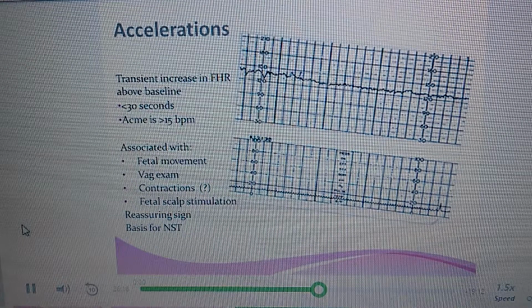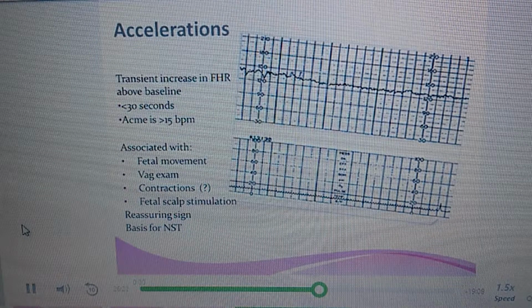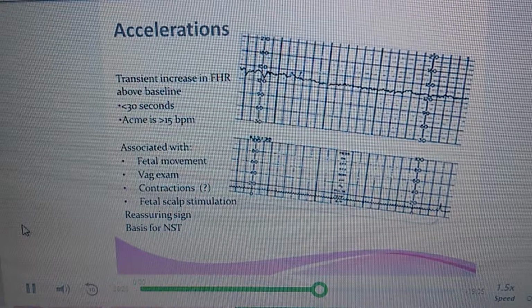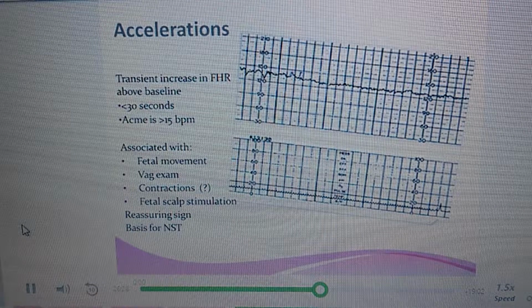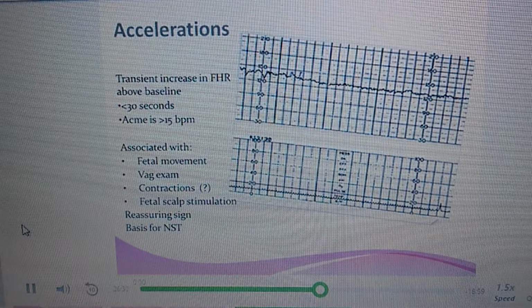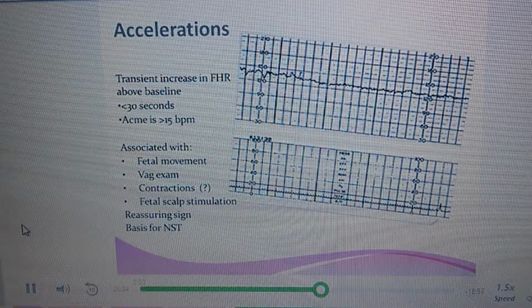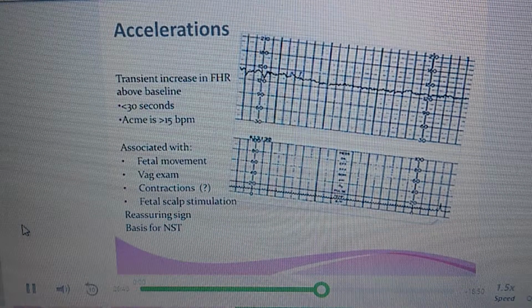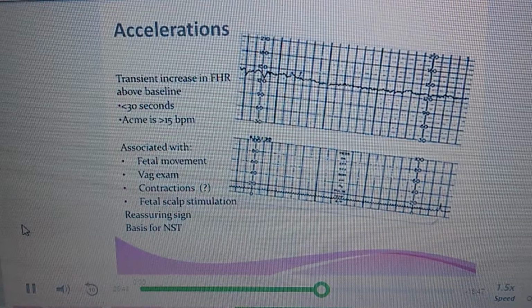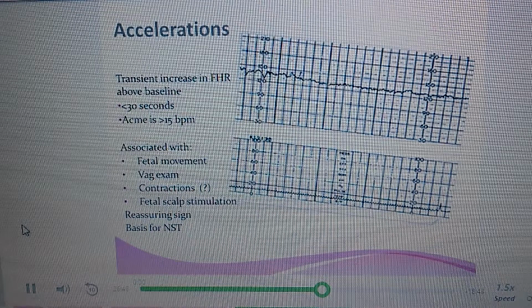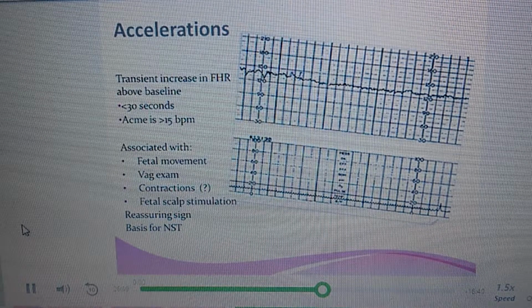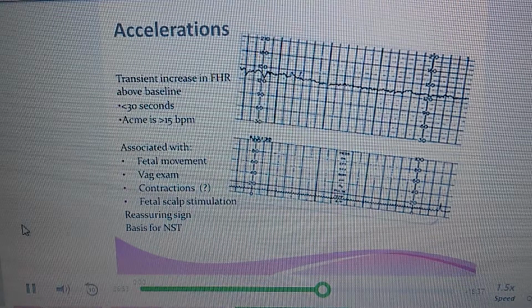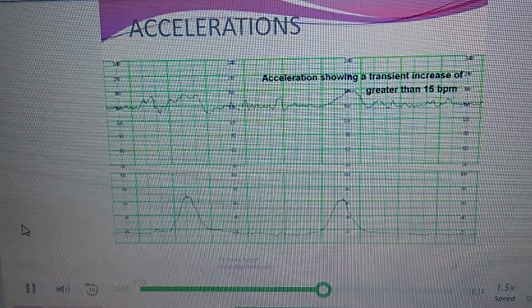Okay, and a reassuring sign that is basic to a non-stress test, which is an NST. A non-stress test is when a woman comes into the hospital or comes into the office and is placed on the monitor for about 20 minutes and has at least 2 accelerations within that 20-minute period. That tells us that this baby has a reassuring non-stress test. Okay? So that's what an acceleration is, and that's what we qualify an acceleration to be.